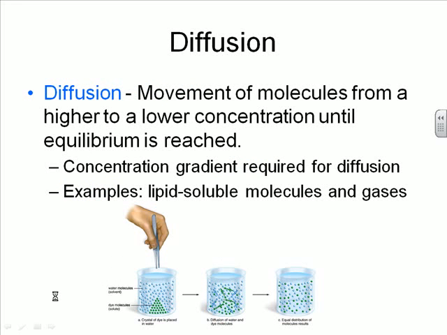Diffusion is simply the movement of molecules because of that gradient. Movement from an area of high concentration to an area of low concentration. Now, materials will not continually move. They can only move until there's an equilibrium, meaning when the high and the low are balanced, diffusion will stop.